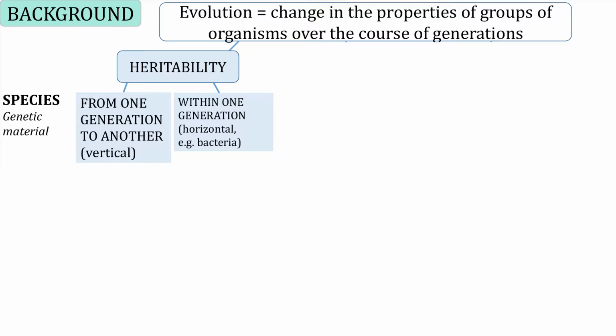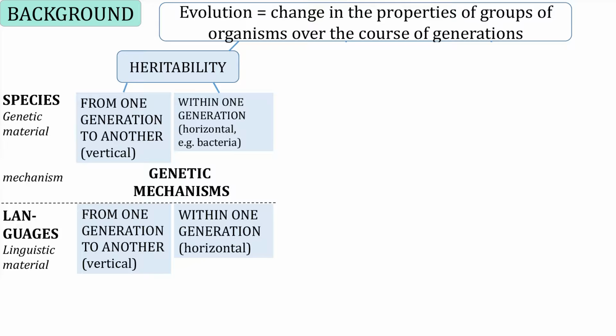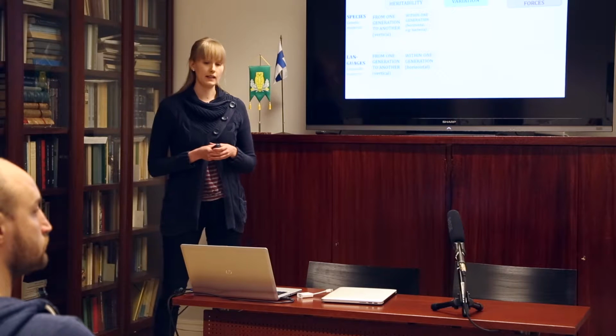And now let's see how these parallel with species and the genetic data or genetic material, where evolution is usually considered, and then with language data or linguistic material. Okay, the heritability part. There is transmission of genes from one generation to another, parents to offspring, the basic mechanism. But there is also transmission of genetic material within one generation. That's not as common as the vertical transmission, but it also takes place, for example, in bacteria. Then with languages, there is again transmission from one generation to another, parents to children, but also, and perhaps a lot more broadly than with genetic material, there is transmission within one generation from the peers, from the same generation of the language speaker.